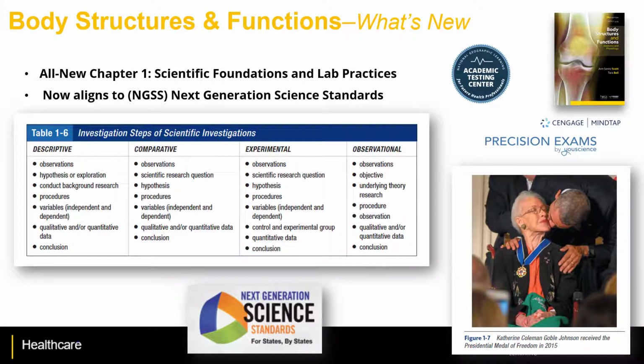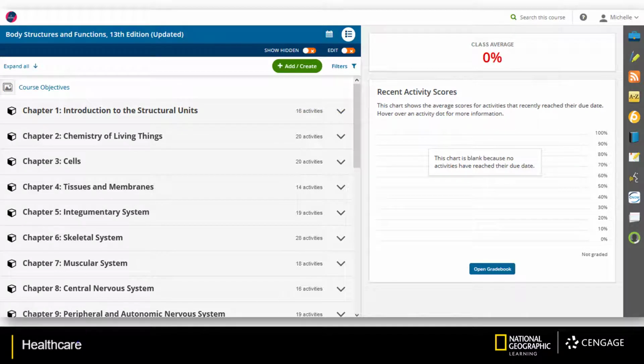Also in Chapter 1, the content breaks down types of experiments, including qualitative and quantitative data. Tables in Chapter 1 highlight important scientific discoveries and influential scientists with a focus on diverse figures, including Katherine Johnson and Neil deGrasse Tyson. MindTap for Body Structures and Function is the online learning solution for career and technical education courses that help teachers engage and transform today's students into critical thinkers.